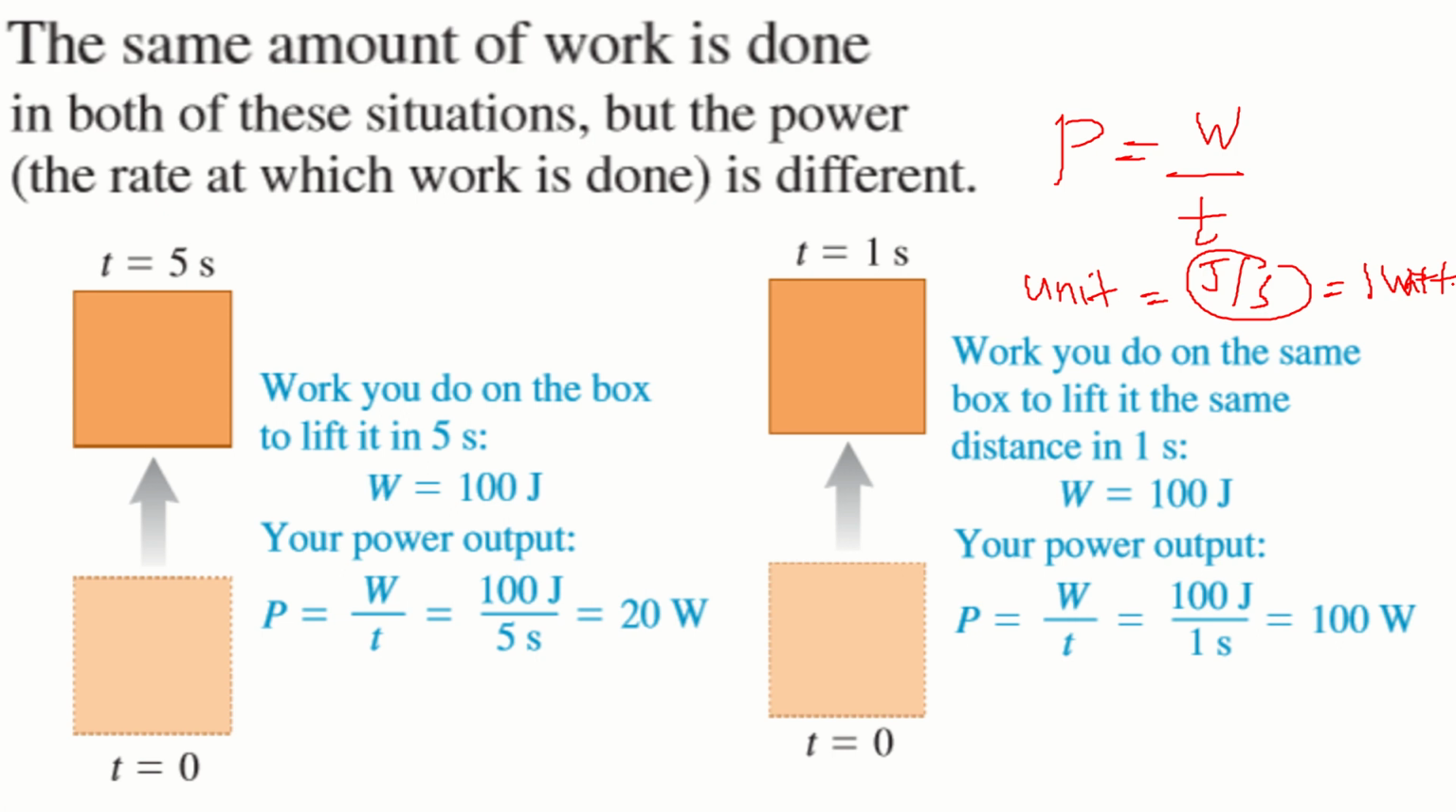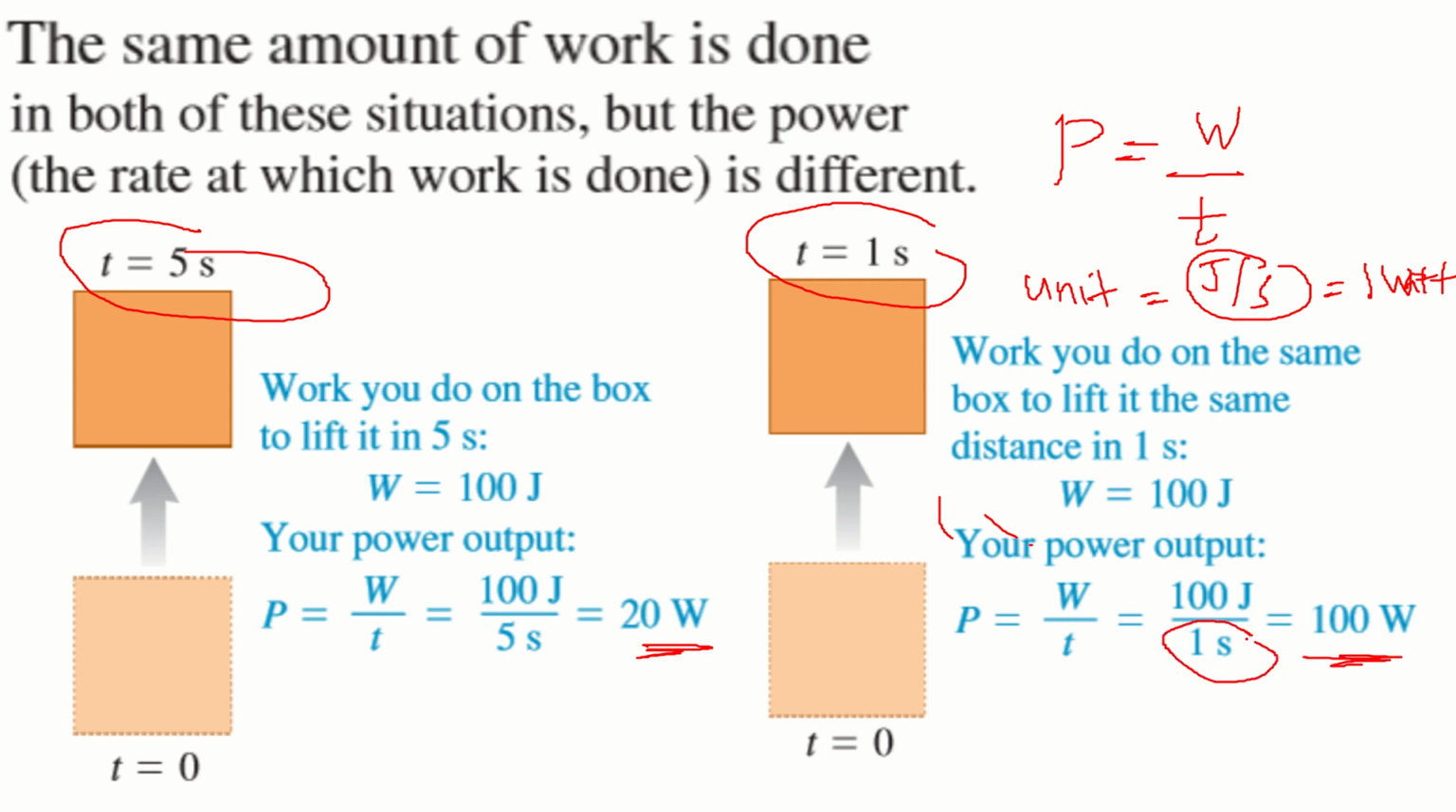Now, watts is mostly seen in the power output of microwaves, toasters, or appliances. You can see here on the first problem that the time involved is 5 seconds, and the other one, the time involved is 1 second. Okay? So when we compute, 100 divided by 5 is 20 watts, while 100 divided by 1 is 100 watts, which shows greater power for the one with the shorter time. But the longer time shows that it has lesser power.